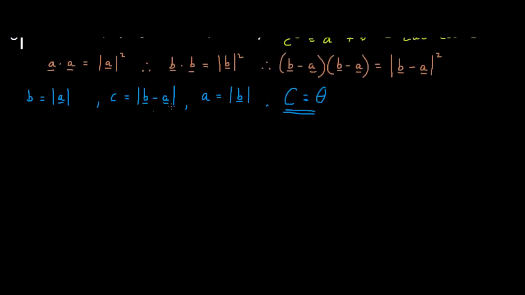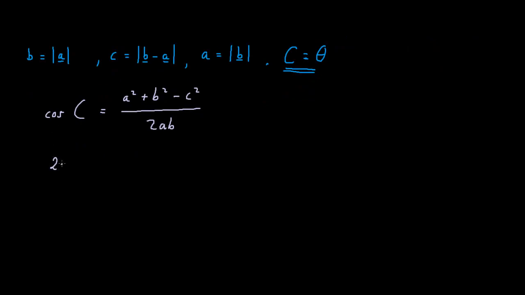So let's write that down. So cos C, this is the angle C at the vertex C, which is theta, equals a squared plus b squared minus c squared over 2ab. Rearranging this equation, we get 2ab multiplied by cos C equals a squared plus b squared minus c squared. Rearranging it again, we get c squared equals a squared plus b squared minus 2ab multiplied by cos large C.